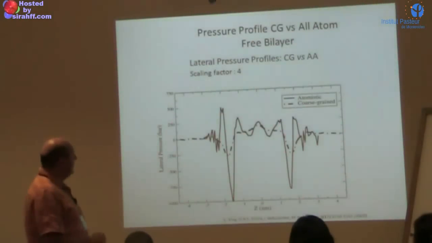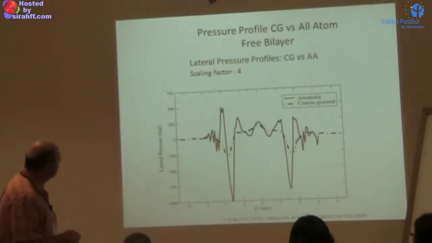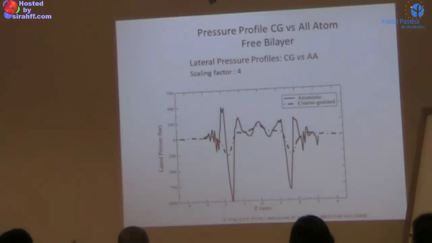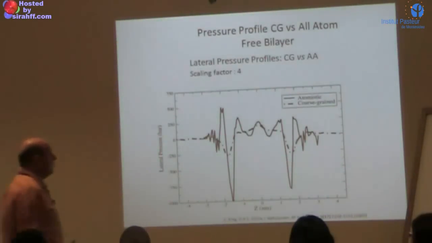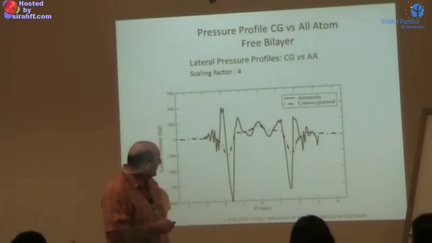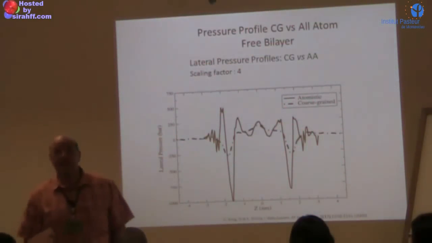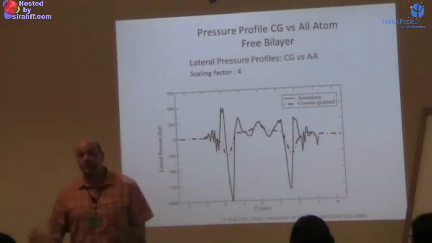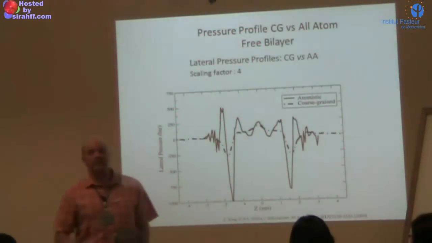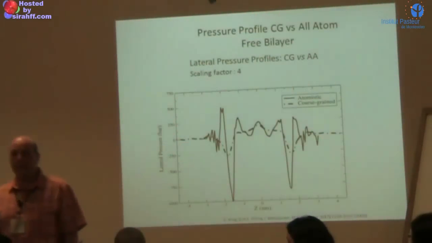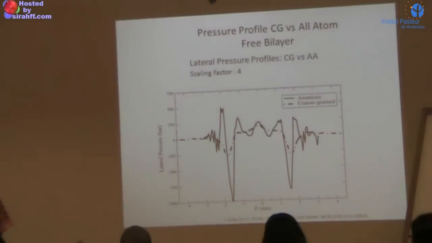This is the pressure profile of an atomistic bilayer, the black one. The dotted one is the first one we got from our coarse-grained model. What you see is that you get the main features, but it is less pronounced. Again, it's not surprising because we lost some of the details. So you had to add a scaling factor of about 4, which is the same as in dissipative particle dynamics. Because the system was never optimized for pressure, we had to correct it by comparing to atomistic simulations.